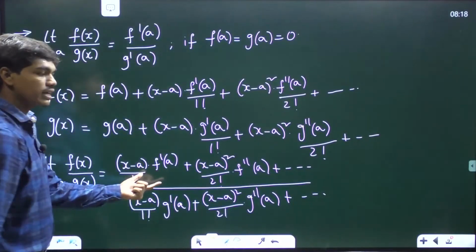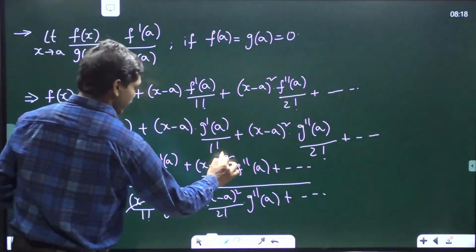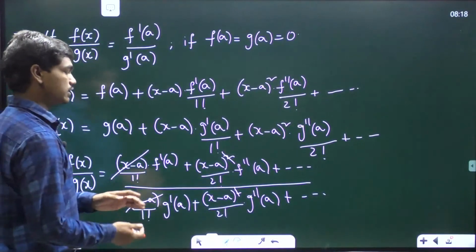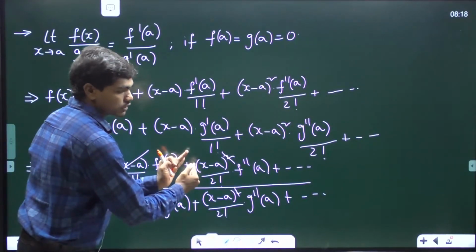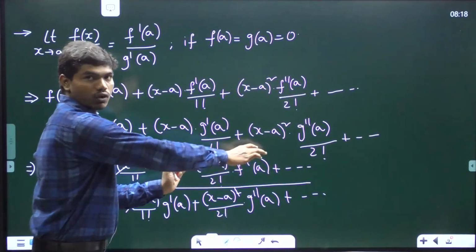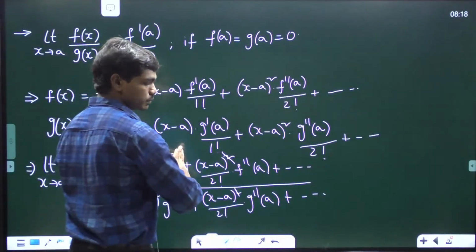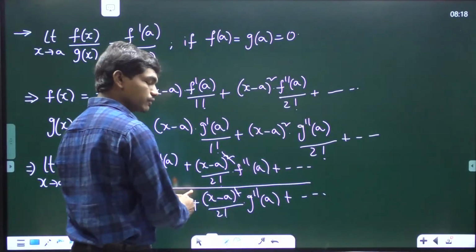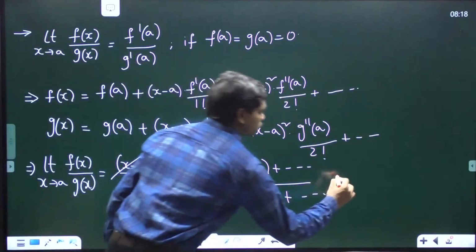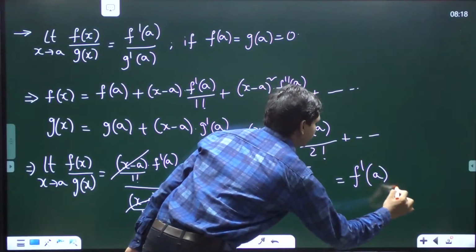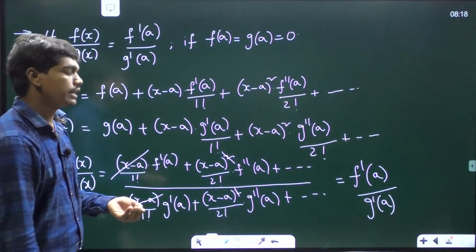Now if you take one x minus a common from both numerator and denominator, it cancels out. When you put x equal to a, all the terms from the second term onward go to 0, because every term has an x minus a involved. The same is the case with g of x. What you are left with is f dash of a divided by g dash of a. Correct? So this is how L'Hospital's rule was obtained, and it is really useful for evaluating limits of the form 0 by 0 or infinity by infinity in our basic calculus.